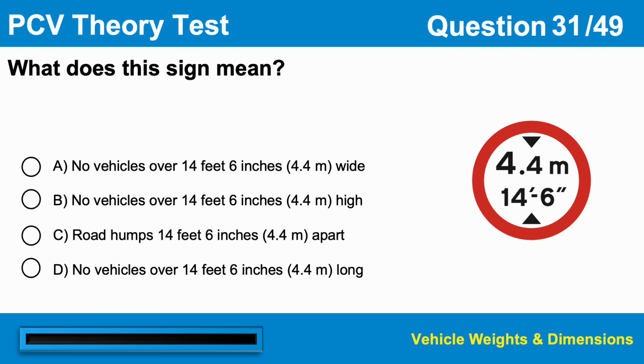Question 31. What does this sign mean? A. No vehicles over 14 feet 6 inches, 4.4 metres wide. B. No vehicles over 14 feet 6 inches, 4.4 metre high. C. Road humps 14 feet 6 inches, 4.4 metre apart. D. No vehicles over 14 feet 6 inches, 4.4 metre long.